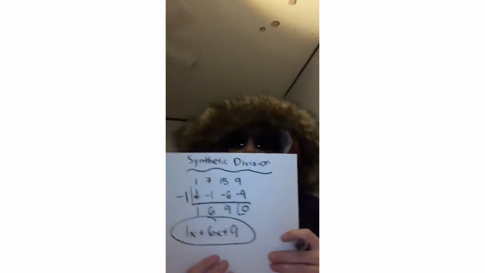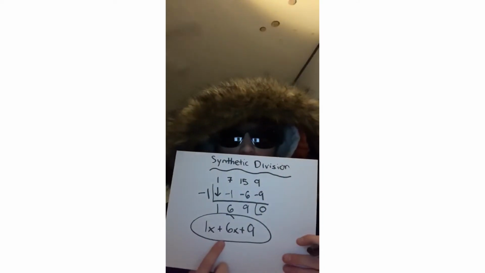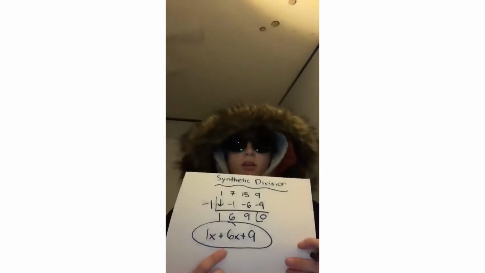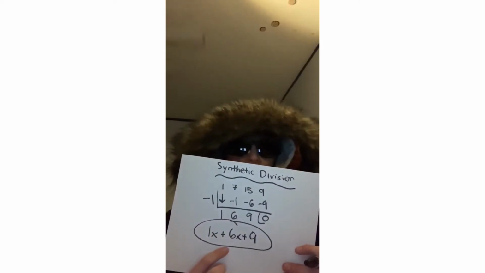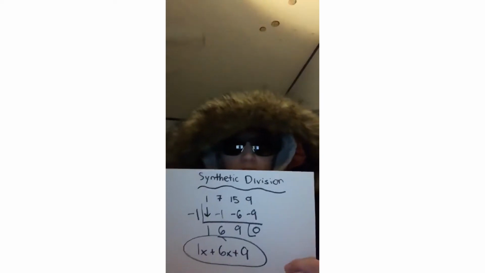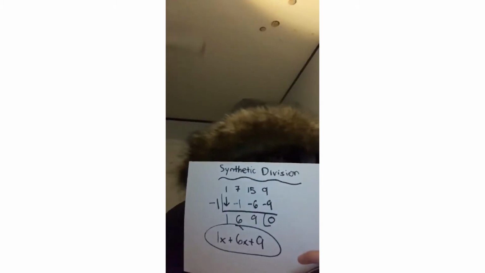And that would be the final answer. That would be the answer to x cubed plus 7x squared plus 15x plus 9 divided by x plus 1.